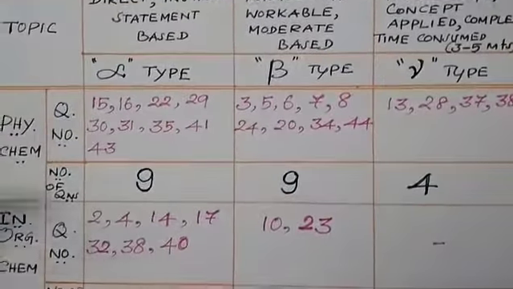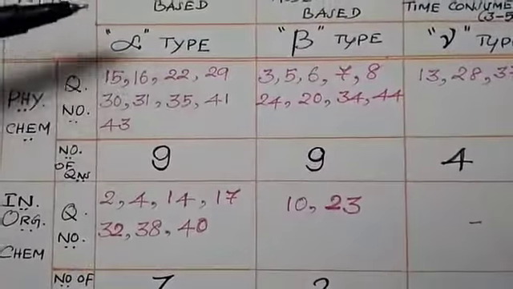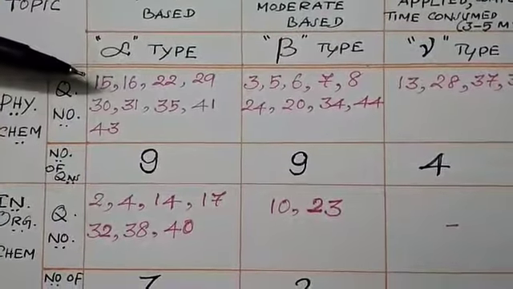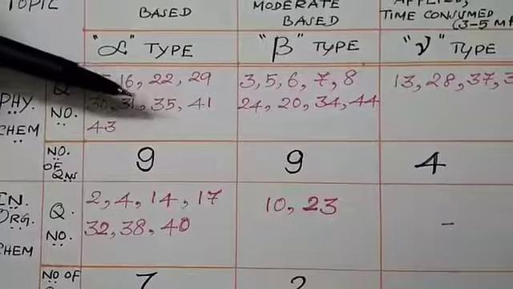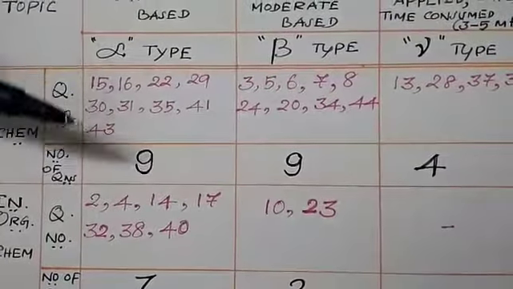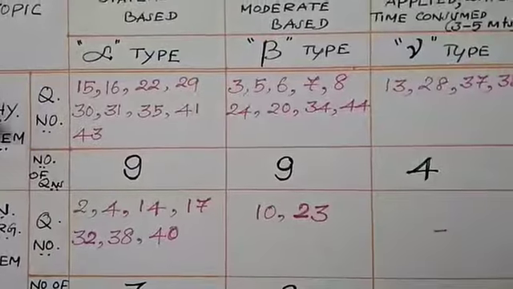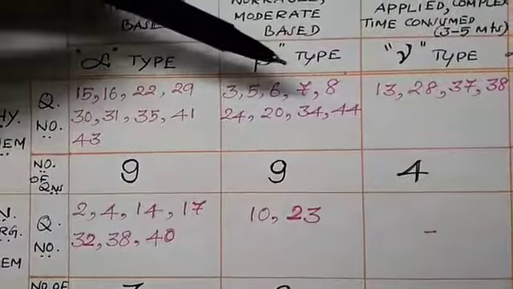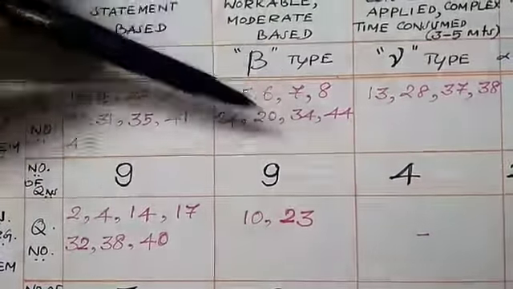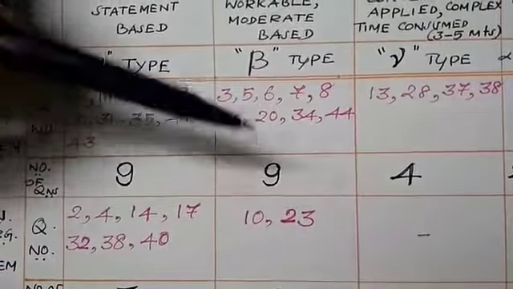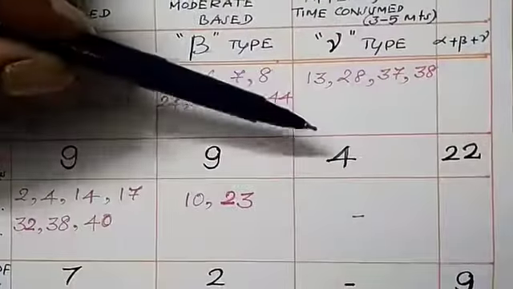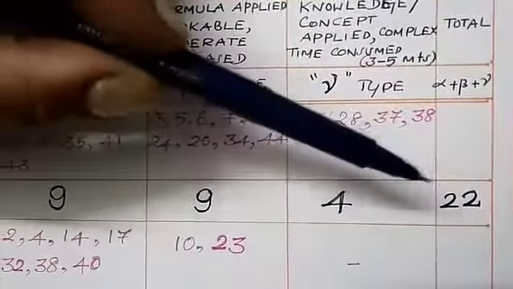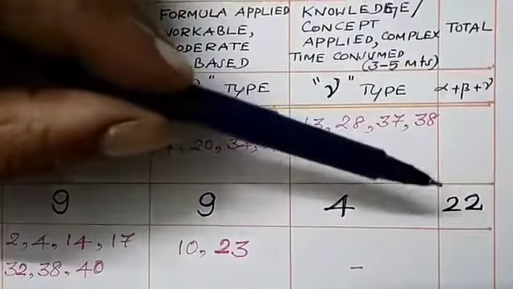Now we are going to see regarding your physical chemistry question numbers. Go and verify the question number according to this number only. It is given 15, 16, 22, 29, 30, 31, 35, 41, 43. How many questions are we having? 9 questions of physical chemistry are alpha type. The same physical chemistry, these 3, 5, 6, 7, 8, 24, 20, 34, 44, these questions belong to beta type questions. Gamma type questions, you are having only 4, all 4 are in physical chemistry only. So totally we are having 22 questions out of 45 in physical chemistry.